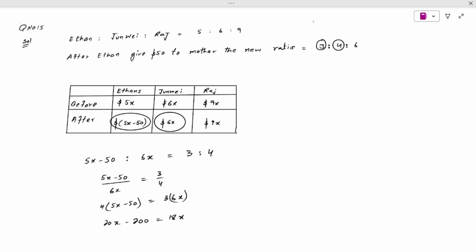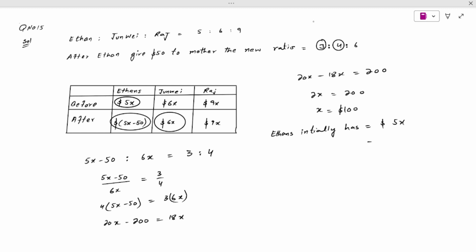Subtracting 18x from the left side, we get 20x minus 18x equals 200. So subtracting 18 from 20, we get 2x equals 200 and the value of x is 100. So this is the amount Ethan initially has, this 5x dollars. Ethan initially has 5x dollars.